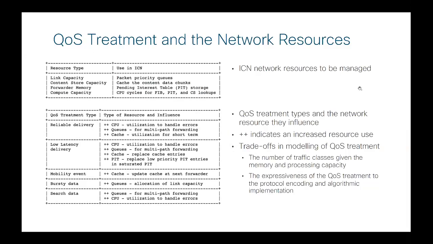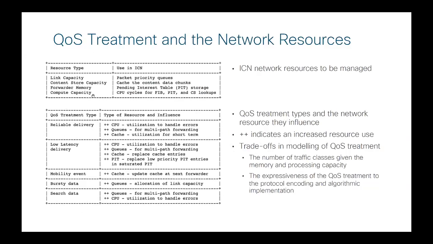Screen. So this table summarizes the QoS treatment types and the network resources that they influence. This has some overlap with the work done by the IoT group. Here we define the resource type as link capacity, content store capacity, forwarder memory, essentially PIT, and compute capacity. The plus plus sign here indicates there's an increased resource need for that particular type of treatment. So let's say in reliable delivery, we need more CPU utilization, or there will be more queue utilization and cache utilization and so on. Various other treatment types listed here will have the corresponding values. This is again an initial projection. We are working on some experiments where we will have more clear data or understanding.